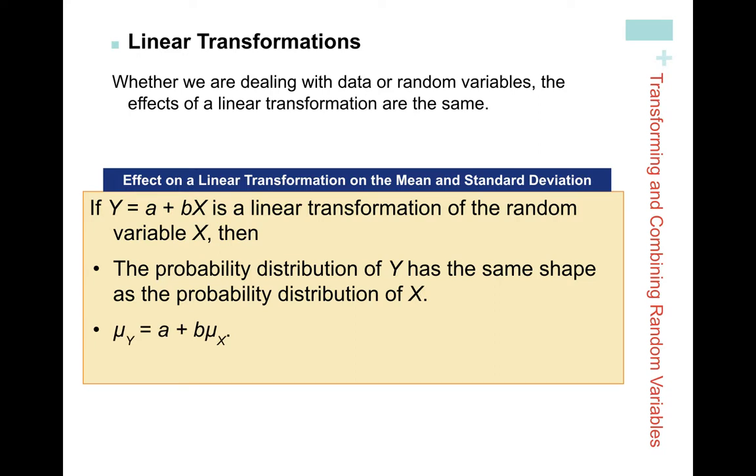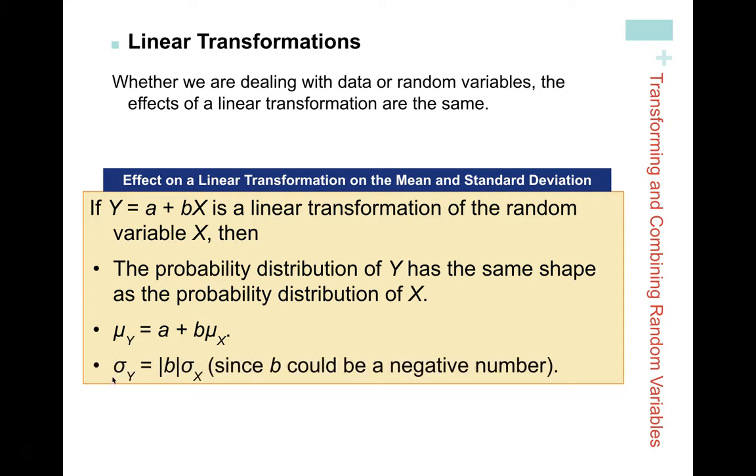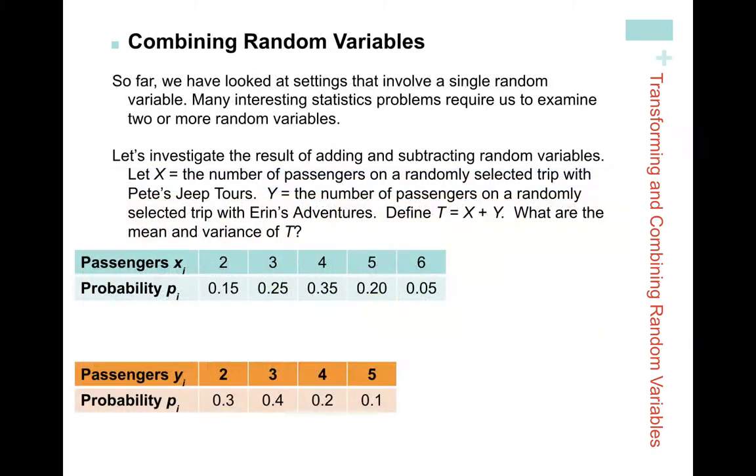The mean of your transformation is just a plus b times the mean of x. But now sigma y is a little bit different, right? For sigma y, adding this constant a does nothing to the standard deviation. The only thing that happens here is we multiply the standard deviation of x by the absolute value of b.